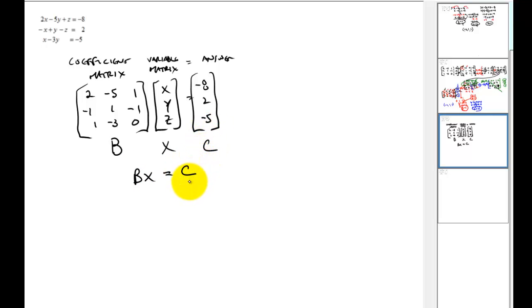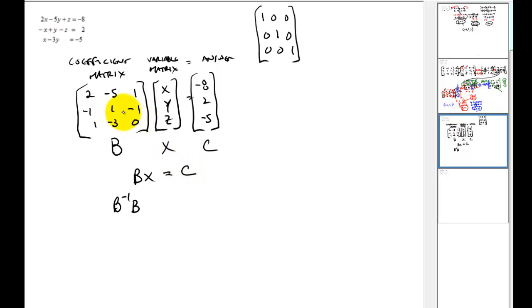What we're going to use is the inverse matrix. If I take the inverse of matrix B times B, that's going to give me the identity matrix. The identity matrix has to be a square matrix. The main diagonal will be 1s, and then you have zeros above and zeros below. That's the identity matrix.